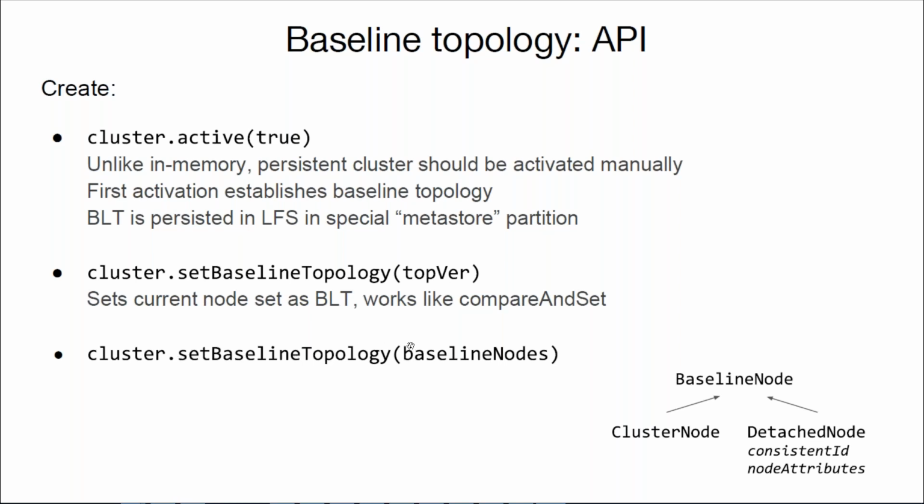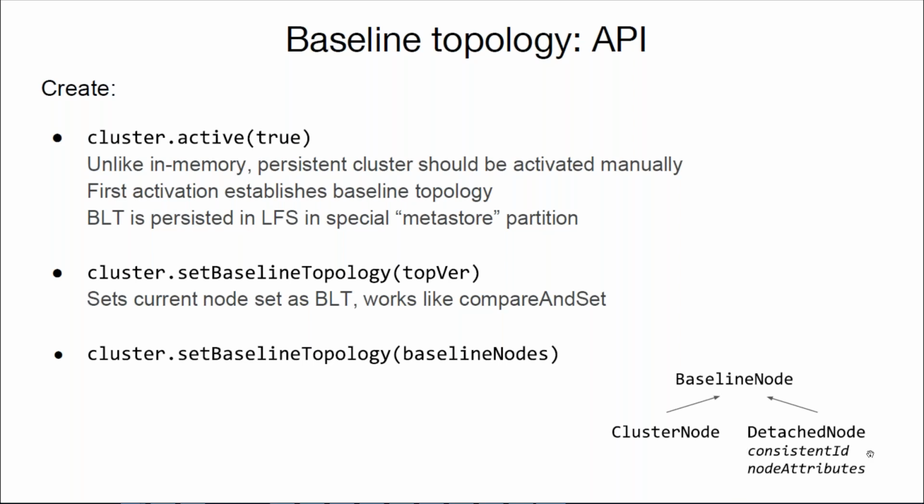You can just pass a set of baseline nodes. Baseline node is just an abstraction. It has 2 implementations as far as I remember. The first implementation is just a regular cluster node. So if you call ignite.cluster().forServers().nodes() or something like that, it will return a collection of cluster nodes, and you can pick the cluster nodes from the collection that you want. Or you can construct a detached node from your own parameters.